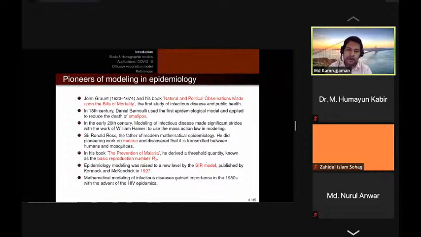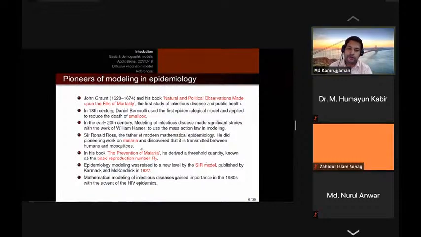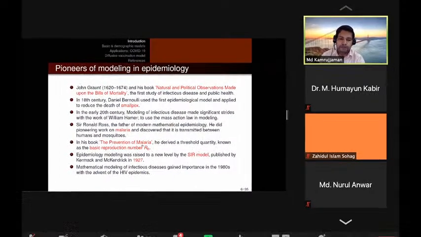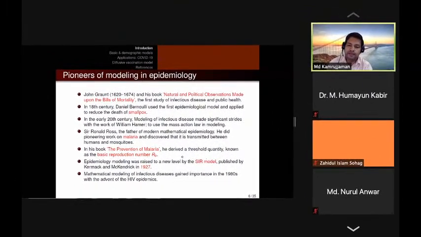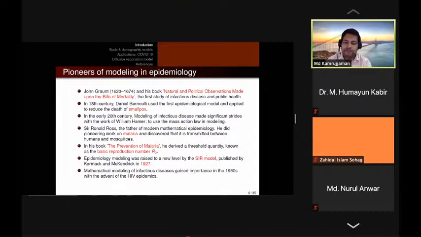We know there was a lot of death due to the disease of malaria, and at first the people didn't know why it was happening, what the main reason was. Sir Ronald Ross discovered that it is transmitted between humans and mosquitoes. In his book, The Prevention of Malaria, he derived a threshold quantity, today's very well-known threshold, the basic reproduction number R0, and that is a key point in any epidemiological model study.